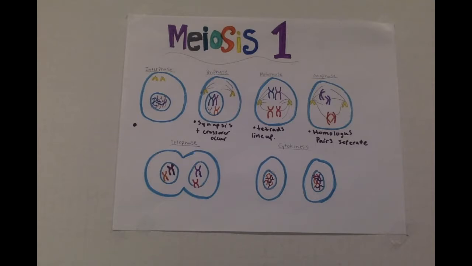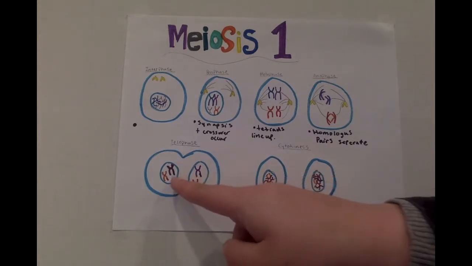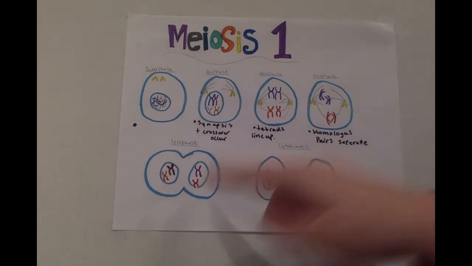Next is telophase 1 and cytokinesis. At the beginning of telophase 1, each half of the cell has a complete haploid set of replicated chromosomes. Each chromosome is composed of two sister chromatids. One or both chromatids include regions of non-sister chromatid. So in this picture, you can see the non-sister chromatids connected.